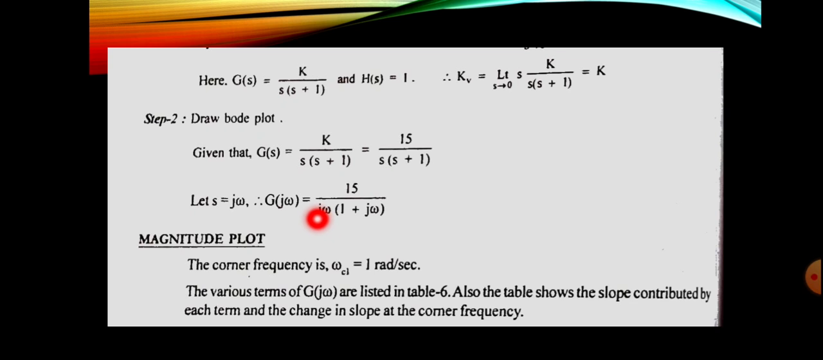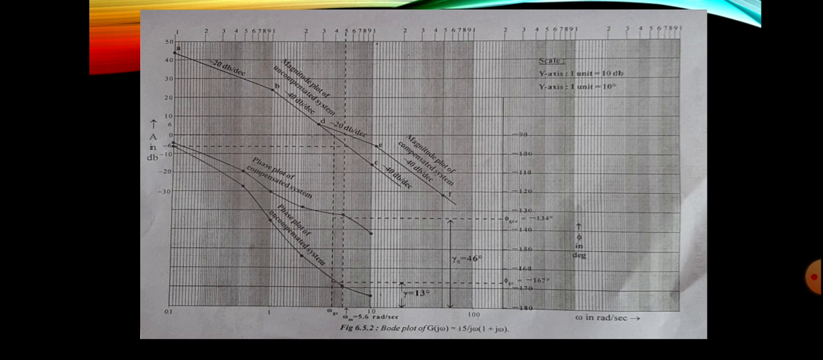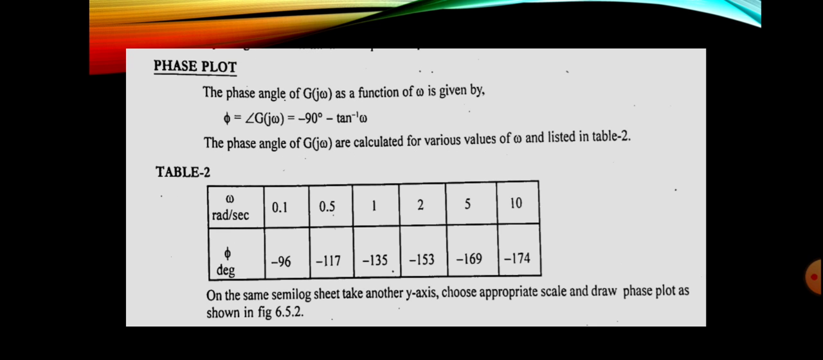Here for the j omega, the phase is 90 degrees. Since it is in the denominator, the phase will be minus 90. Similarly, for 1 plus j omega, the phase is tan inverse omega. Since it is on the denominator side, the phase will be minus tan inverse omega. So together, the total phase, angle of G of j omega, is equal to minus 90 degrees minus tan inverse omega.